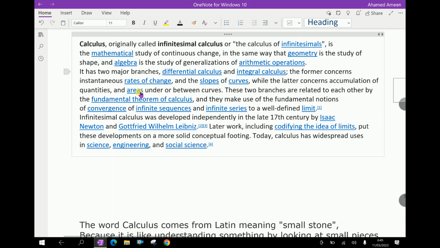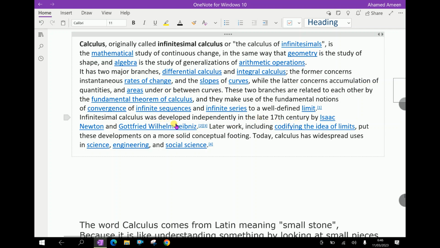The former concerns the instantaneous rate of change and the slope of curves, while the latter concerns accumulation of quantities and areas under or between curves. These two branches are related to each other by the fundamental theorem of calculus, and they make use of the fundamental notions of convergence of infinite sequences and infinite series to a well-defined limit.